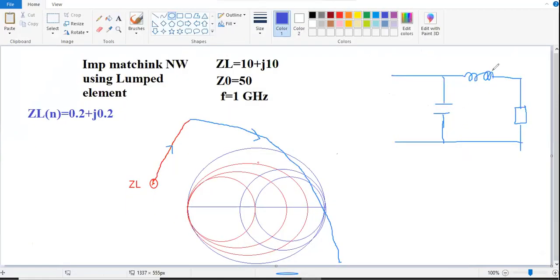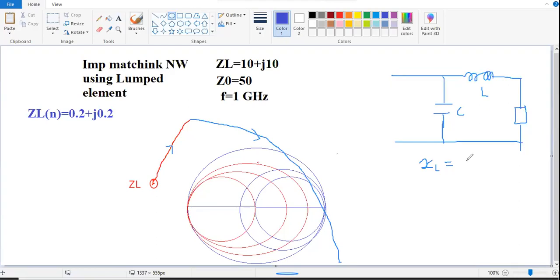So this way your elements will be there. This is the inductor L, and this is the capacitor C. So these values will be there. Now we have to find out these values. Go one by one. We will first find the inductor. For finding the inductor, we will get the value of small x, small XL. So we will find the small XL value.